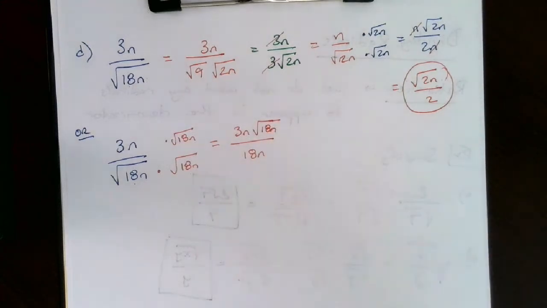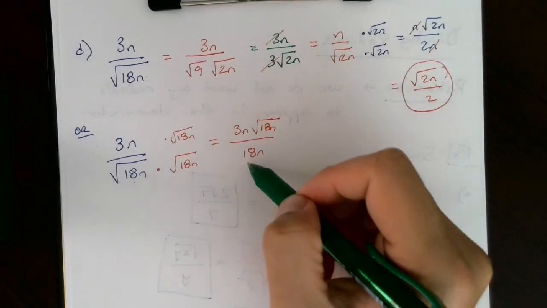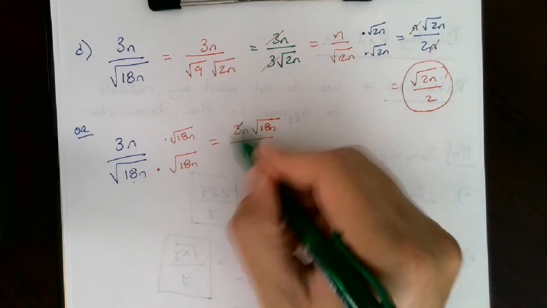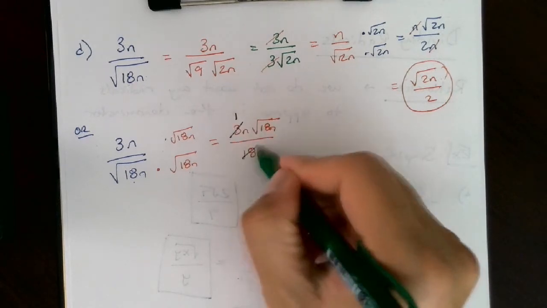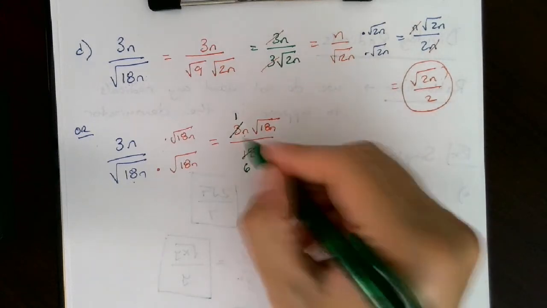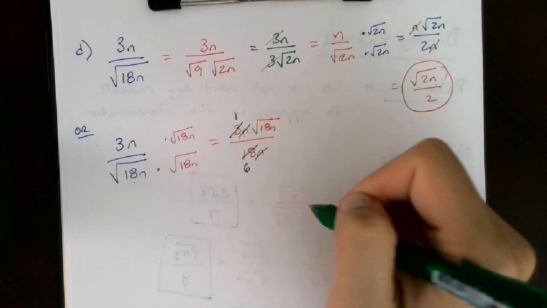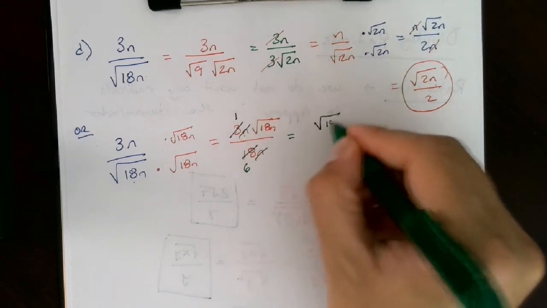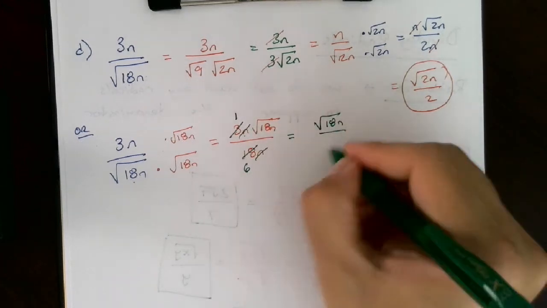Now remember, you always want to simplify completely. In this case, the 3 and the 18, they're both coefficients in front being multiplied through, so you can cancel: 3 divided by 3 would give you 1, 18 divided by 3 would give you a 6. n here and n here will cancel because they're both outside of the root. And then you're left with this. You have 1 times the square root of 18n, which is the square root of 18n over 6.